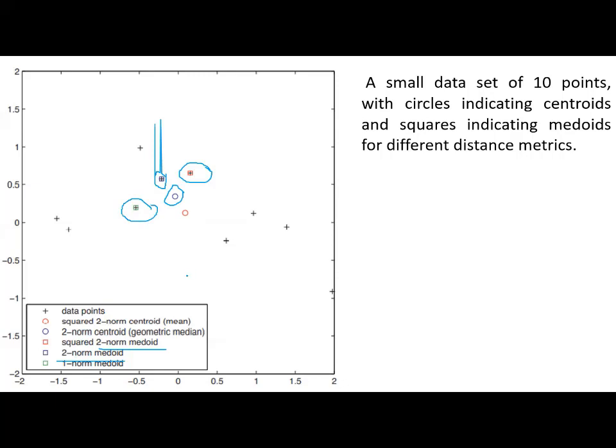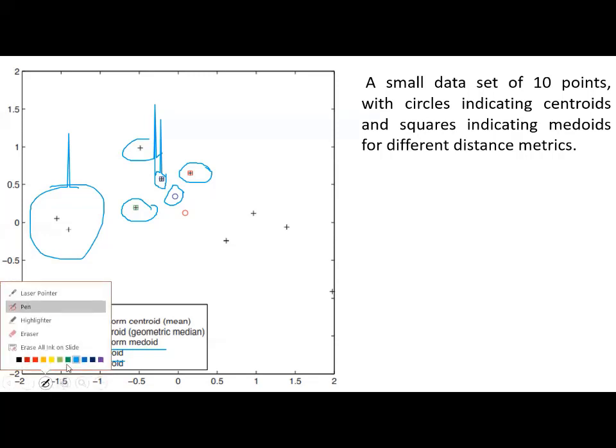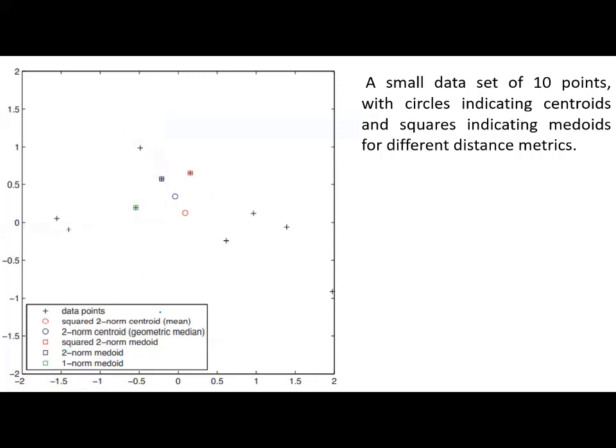So this is how, if these are all our data points, centroids and medoids can be given. Now we can definitely choose the neighbors. That is the use of a centroid or medoid. This is a small data set of 10 points, with circles indicating centroids and squares indicating medoids for different distance metrics.